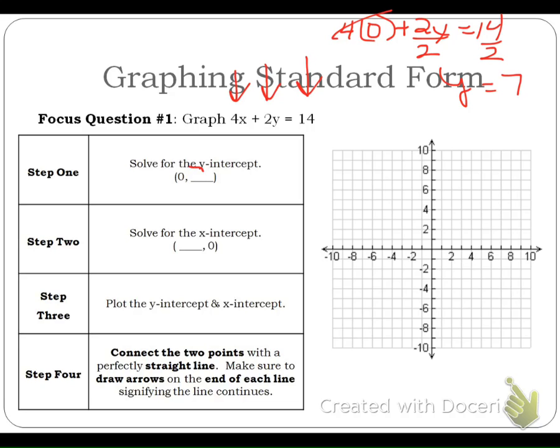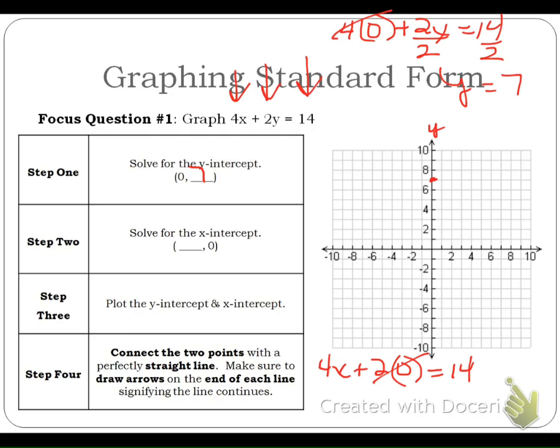So the y-intercept is 0, 7. If you were to plot that, 0, 7 is right there. It's on the y-axis. That's why it's called the y-intercept. The x-intercept, I'll go ahead and solve that one down below here. We have 4x plus 2. Instead of replacing the x with 0, now we replace the y with 0. Equals 14. Hopefully you're writing this down on your paper too.